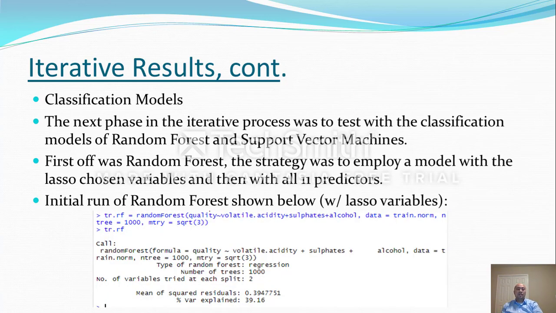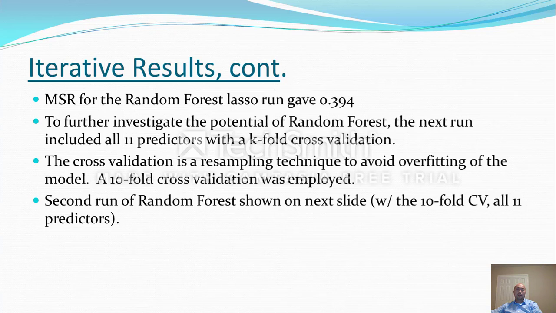Therefore, moving on to the classification models, our next phase in the iterative process was to test the classification models of random forest and support vector machines. First off was to run the random forest, and here the strategy was to employ a model with the lasso chosen variables, and then do the 11 predictors. The first run of the random forest is shown here with the lasso variables, and the mean square residuals for the random forest lasso run gave 0.394.